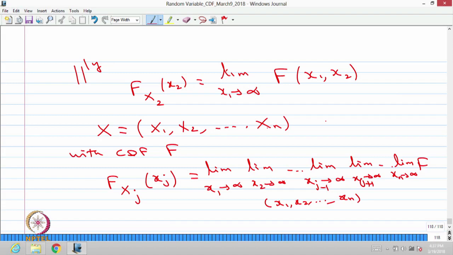So this is a way one can get the CDF of a one-dimensional random variable from the CDF of an n-dimensional random variable, where j can be 1, 2 and so on till n.